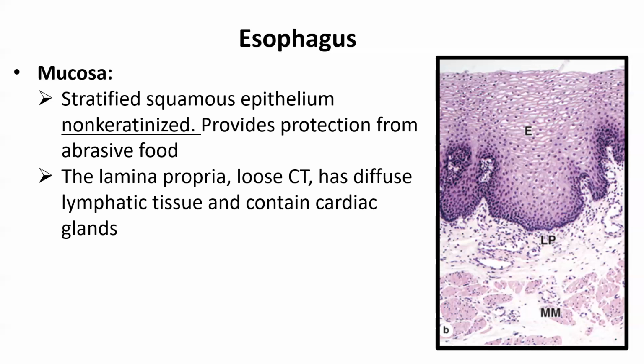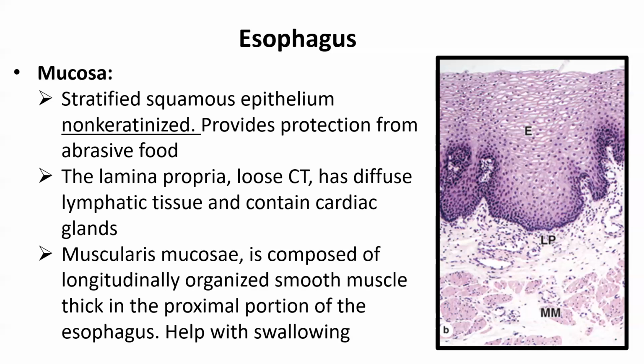Followed by the lamina propria, simple loose connective tissue. Always in the lamina propria, you'll find diffuse lymphatic tissue. In the esophagus, they have what's called cardiac glands, and we'll talk about that in detail. And then muscularis mucosa. This is longitudinally organized smooth muscle, which is thick in the proximal part of the esophagus. It helps with the swallowing.